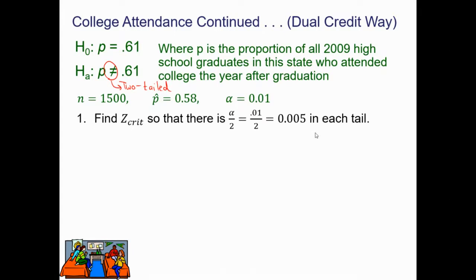So I want y'all to try that. Look in your Z table and then trace that value outwards. Wherever you found the probability, trace it outwards to get the Z score.